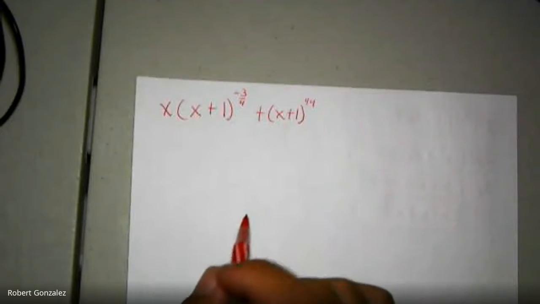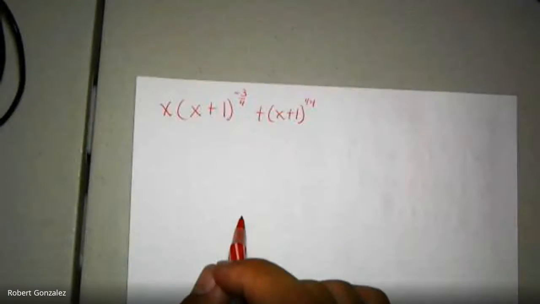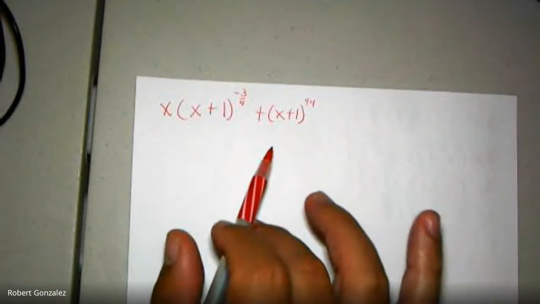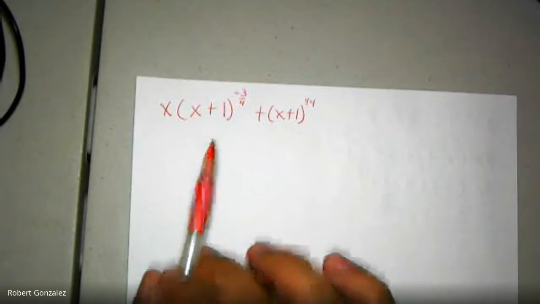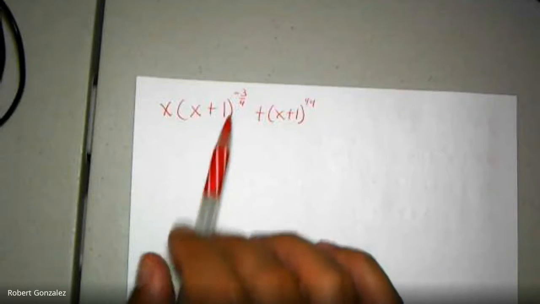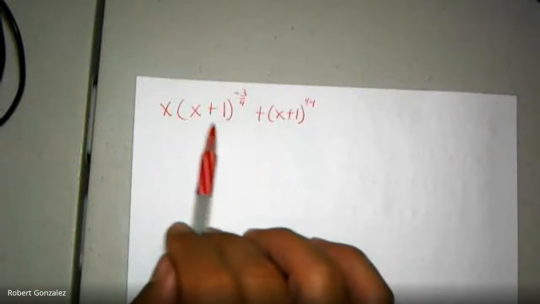Now we've got some strange ones that we got to go over. We've got some rational exponents here. And the way you're going to do these is you're going to look for a common factor and factor out the one with the lower exponent. I see an x plus 1 in both of these.